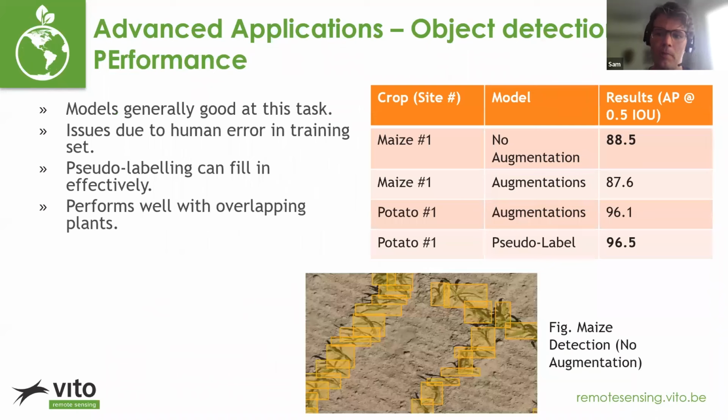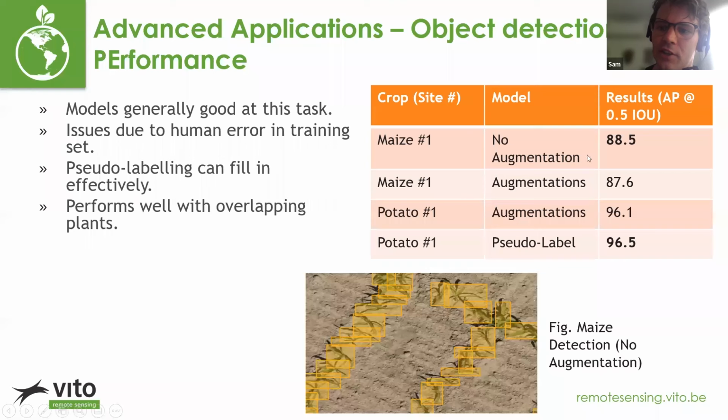And so in terms of performance, we found that generally they're quite good at this task. So firstly, for plant emergence, we can see that when looking at maize, so these were both trained on single sites, they already get very good results. So average precision at 0.5 IOU, intersection over union.